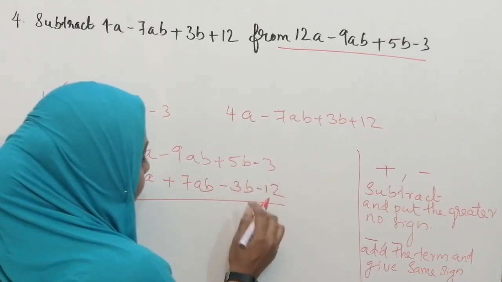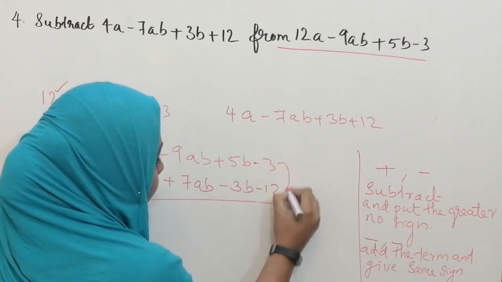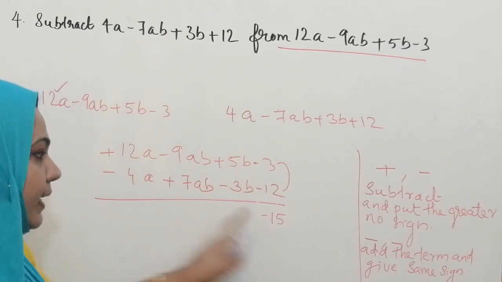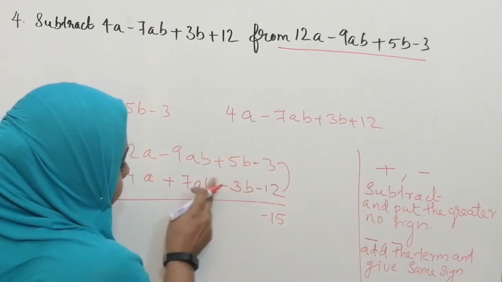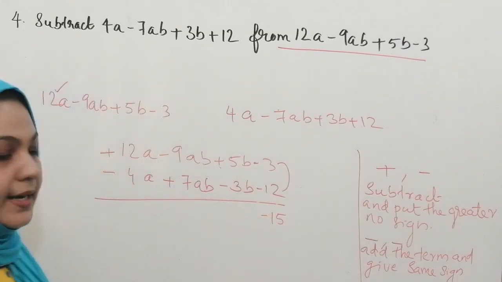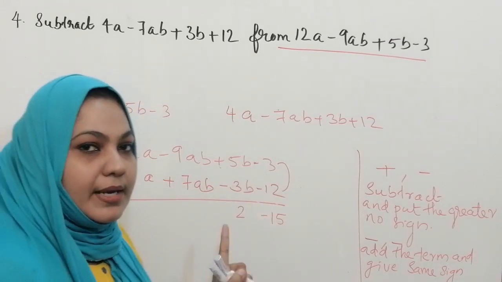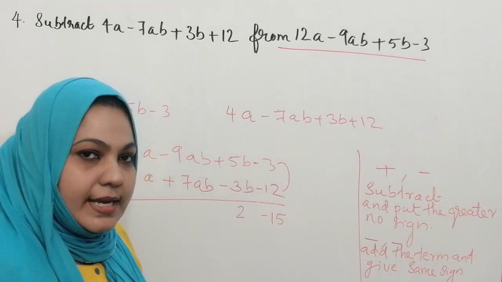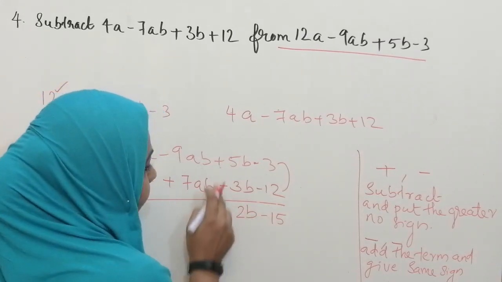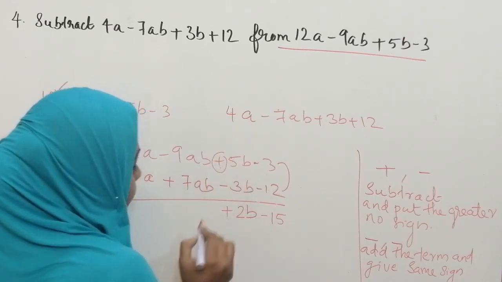So here minus and minus, what is the rule? Add the terms and give the same sign. So 3 plus 12, 15, and minus and minus, the sign is minus. Next you can see different signs. Different signs means subtract and put the greater number's sign. So 5 minus 3, 2. For addition and subtraction, variables will not change. The same variable you can write down. So 2b. What is the greater number here, 5 or 3? 5. So you write the sign of 5, that is plus.